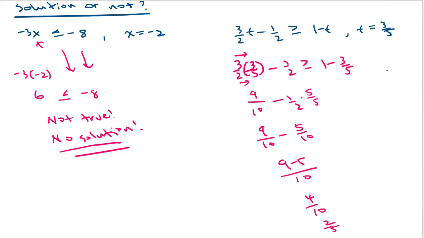Here, 1 minus 3/5. I can change the 1 into 5 over 5 because 5 divided by 5 is equal to 1. So 5 minus 3 divided by 5 gives me 2/5. Okay, so it says it's greater than or equal to 2/5. That is true, right? It is at least equal to. It's not greater than, but at least equal to. So it's greater than or equal to. So they are equal to each other. So that is true. So we have a solution. So yes, we have a solution.